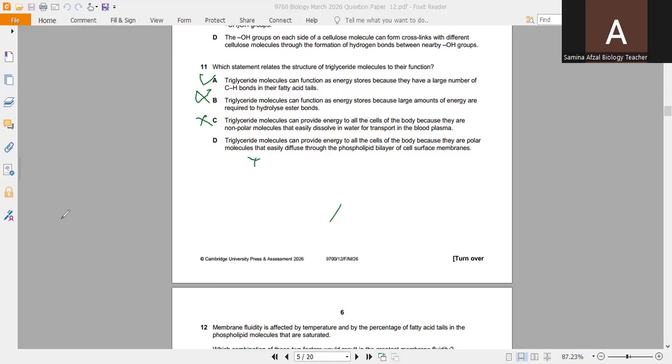Simply, D says triglyceride molecules can provide energy to all the cells of the body because they are polar molecules. They easily diffuse through the phospholipid bilayer. They are not polar, and they do not simply diffuse through cell membranes without transport lipoproteins. So again, D is not the correct option. Only A is the correct answer.